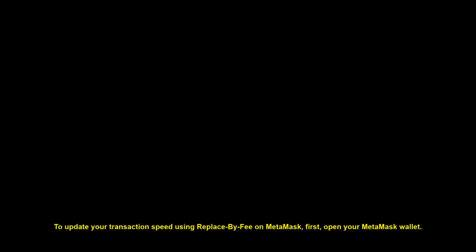To update your transaction speed using replace by fee on MetaMask, first, open your MetaMask wallet. Ensure that you are logged into your account. Next, navigate to the Activity tab to view your recent transactions. Locate the transaction you wish to speed up.